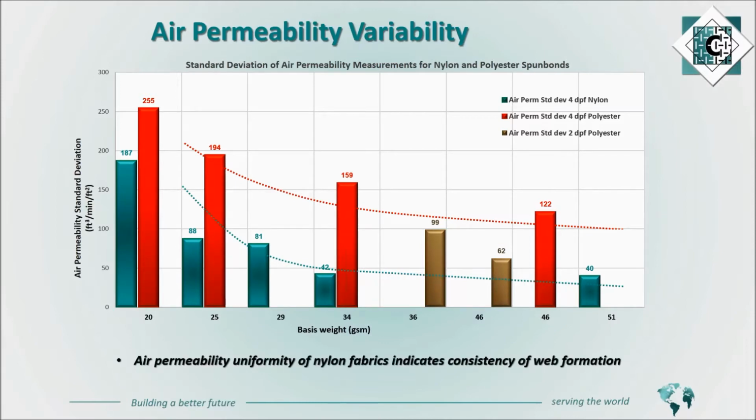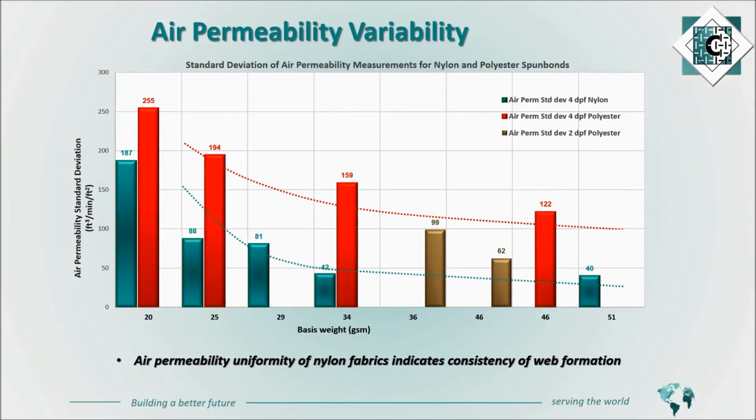I'd like to make two specific comments on this chart. If you look at the 34 GSM products, you'll see that the polyester spunbond has a standard deviation for the air permeability of 159 CFM per square foot. If you looked at that from a plus or minus 3 standard deviation approach, that range would represent about 950 CFM per square foot. And all of us in filtration know that with a path of least resistance, if you've got that kind of a range of product, you're going to have a lot of flow going to one area and not necessarily to the other.